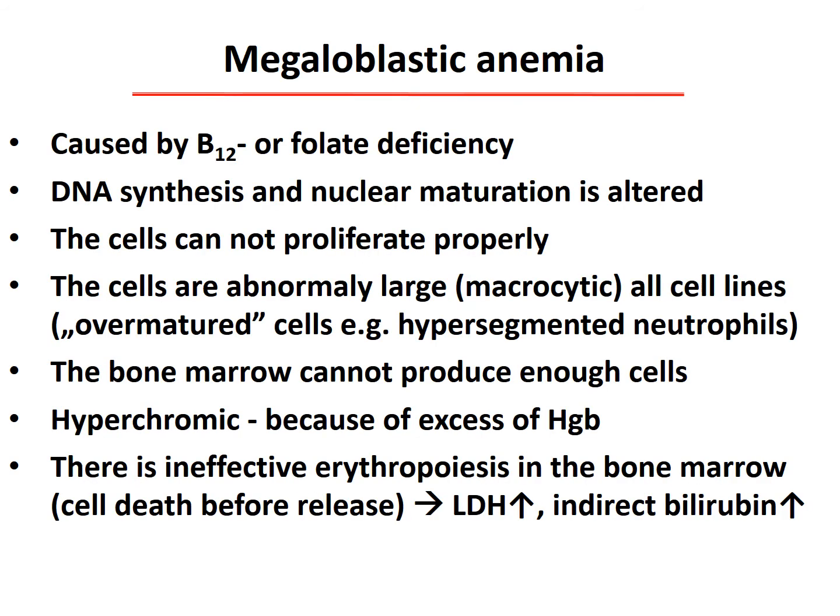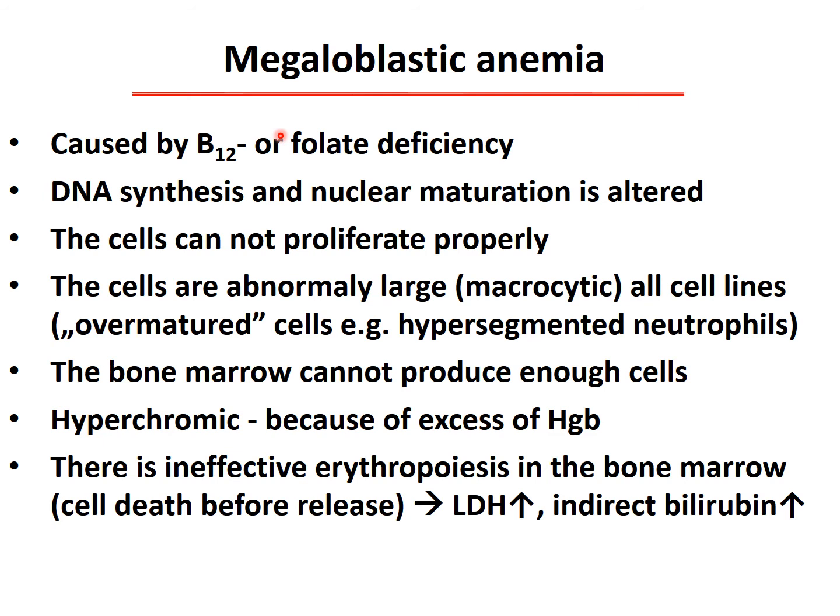Megaloblastic anemia. Macrocytic anemia is not the same as megaloblastic anemia. Now let's see what the difference is. Macrocytic anemia means that we do have larger red blood cells in the periphery. That's a peripheral diagnosis. Megaloblastic anemia, that's a bone marrow diagnosis.